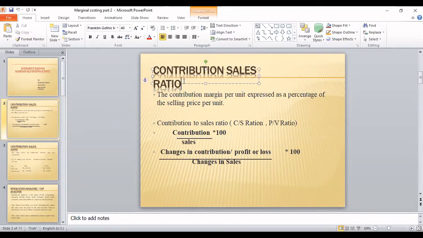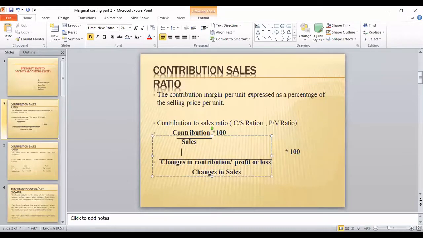Contribution sales ratio is nothing but the relation between two elements. What are the two elements? Contribution and sales. How did we get the contribution? That is sales minus variable cost. You remember that? Yes, sir. So if the question asks you how to calculate contribution sales ratio or PV ratio, we have to apply this formula. Correct? Contribution upon sales into 100. Is this part clear?